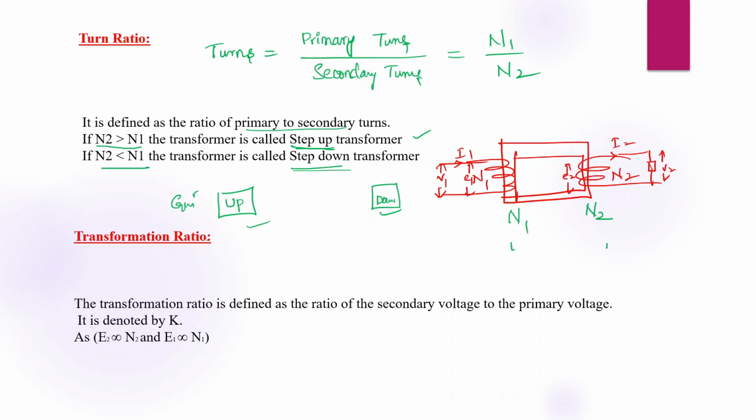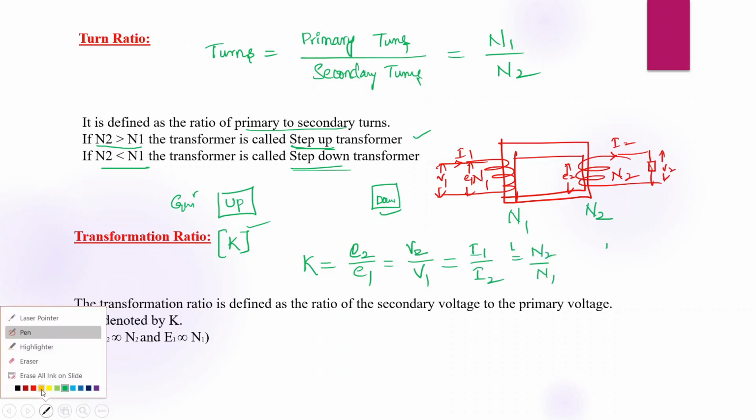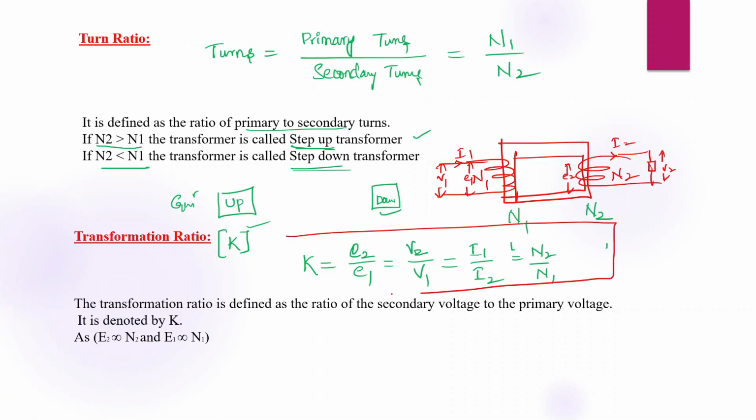Now let us see one important ratio, that is called transformation ratio. The symbol for transformation ratio is K, which is given as K equal to E2 by E1, EMFs on secondary to primary, or V2 by V1, voltage on secondary to primary, or I1 by I2, or N2 by N1. You can take any of these ratios to get the transformation ratio. Using this transformation ratio, you can find the voltage on one of the sides if the other side is given, or current on primary or secondary if the other side is given.